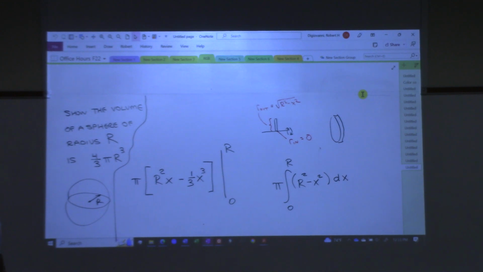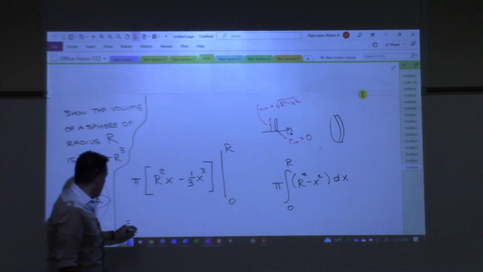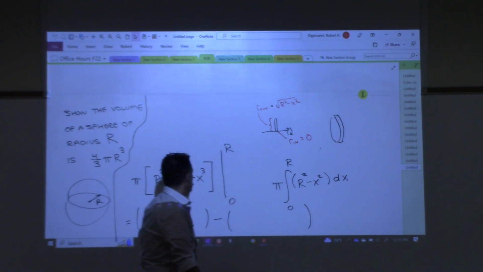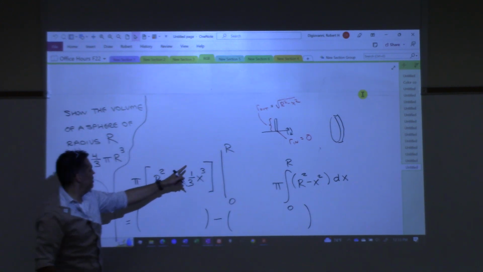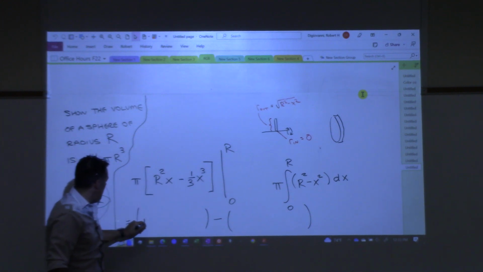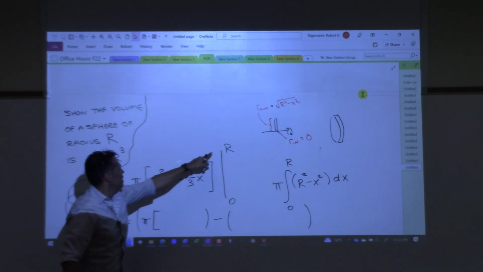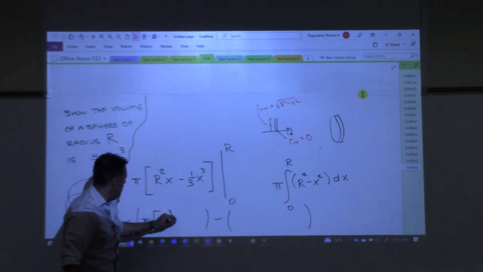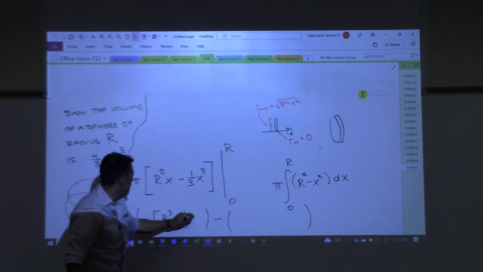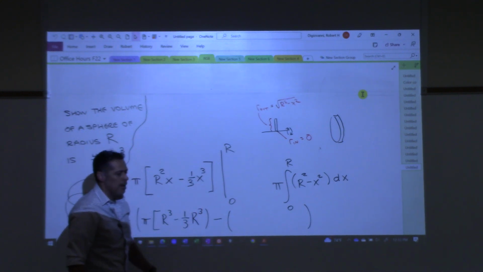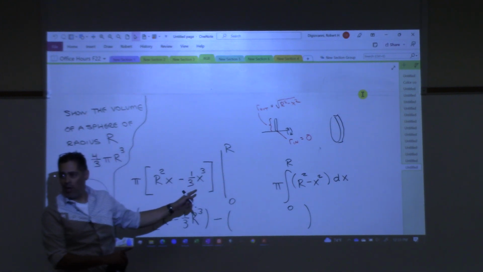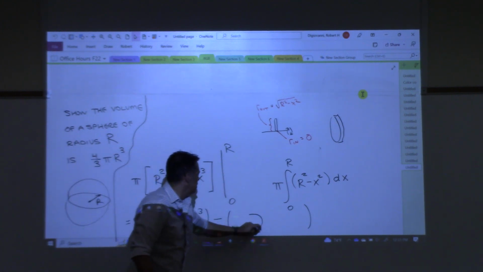And so let's plug in capital R first. We're going to get 2 answers here, right? We're going to do this minus this. If you plug in capital R for x, let's see what happens. We have the pi out here, right? Capital R goes right there, r cubed, minus 1/3 r cubed again. Okay, now minus, plug in 0 for x, kills both of them off, doesn't it? 0.